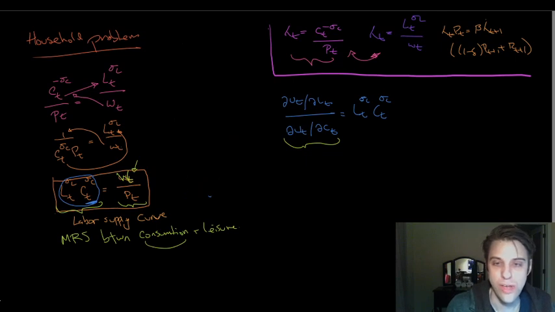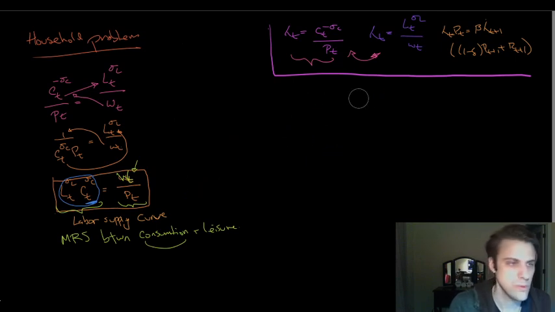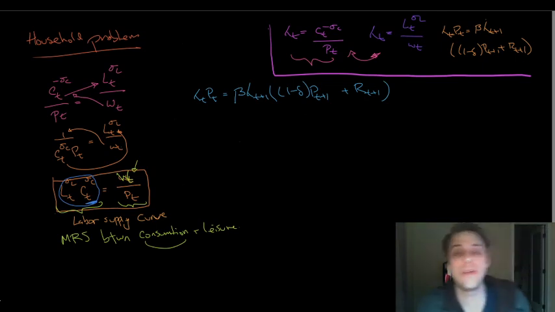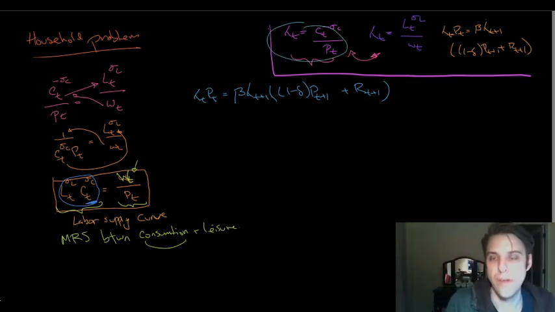And next we need to deal with the Euler equation, which comes from this last thing we have here, this last answer that we boxed. We have lambda t Pt equals beta lambda t plus 1 times 1 minus delta Pt plus 1 plus rt plus 1. And here's where we need to know that this is the one we're going to use for lambda. Again, because we want to think about consumption moving through time, we don't want to think about leisure or labor moving through time. So, let's plug that in.